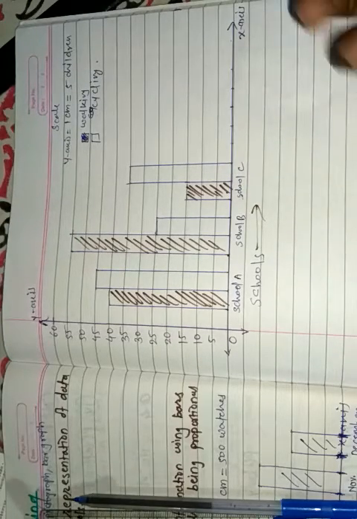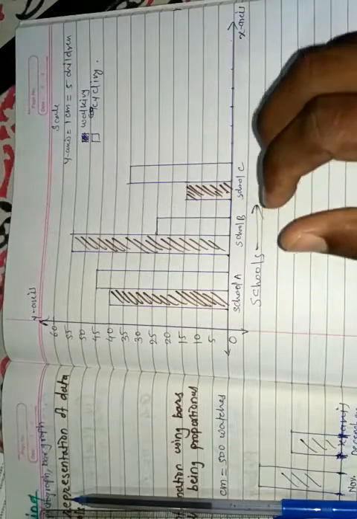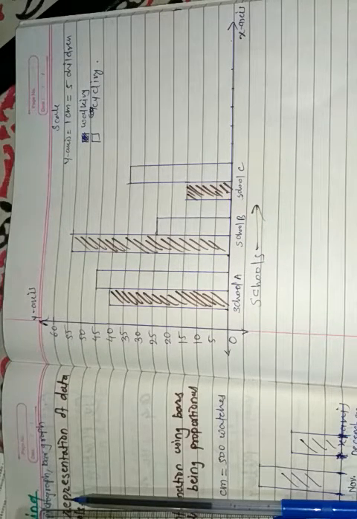In this way we can ask many questions, and we will get the information from this by comparing the two types of children, that is walking students and cycling students. So this is the way of drawing the double bar graph.